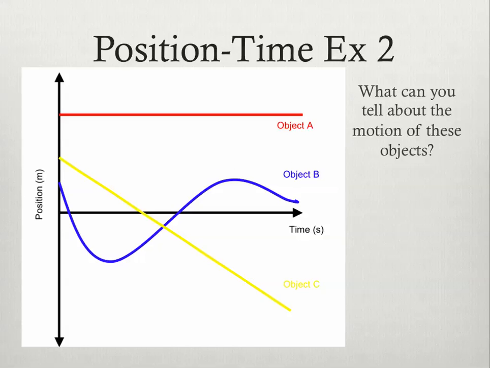For object C in the yellow, we have a line that slopes downwards, which means that it has a negative but constant velocity because it is still a straight line. Any straight line at all, no matter which way it's pointed, means the velocity doesn't change.